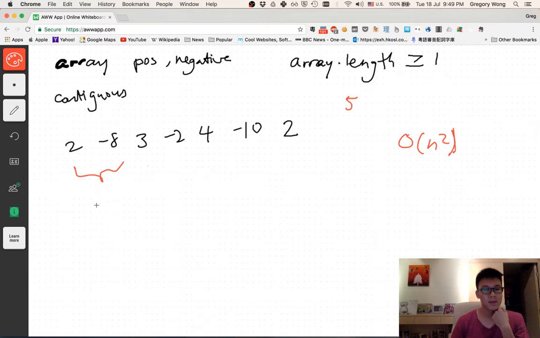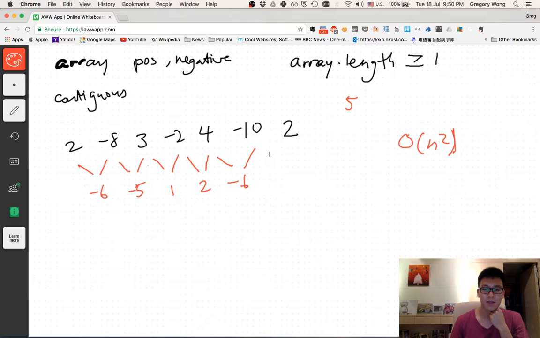So let's see. The sum of this is -6. The sum of this is -5. The sum of this is 1, 2, -6, and -8. What's the pattern here?